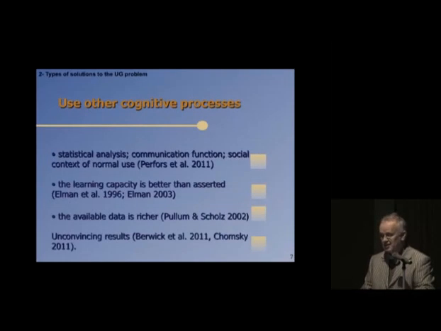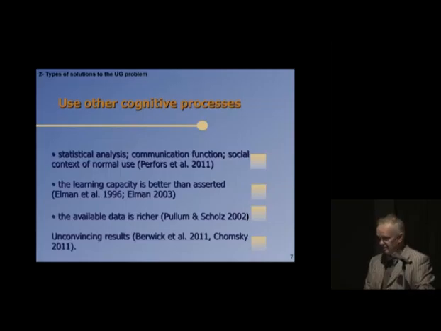Now, in the first case, when you use other cognitive processes, again, I'm simplifying enormously, but some will use statistical analysis, communication function, social context of normal use, and so on. And you have a wrap-up of this, a summary of this in Perfors et al. 2011. Others will say that the learning capacity is better than asserted. Elman has been proposing this for many years, and there are lots of things written on that.